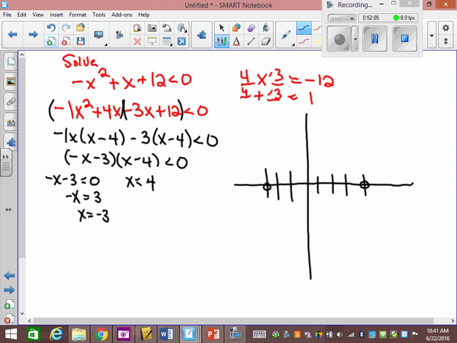Okay. Put this into your calculator, you guys, and you need to find the maximum so we can actually sketch it. Negative x squared plus x plus 12.